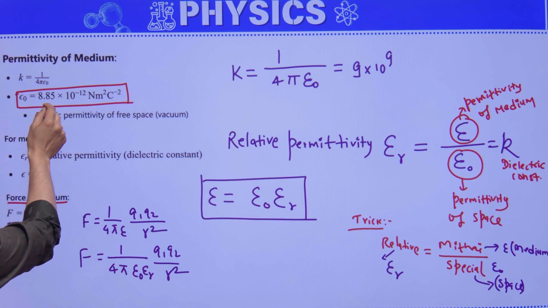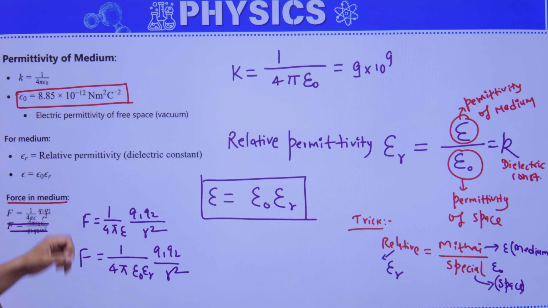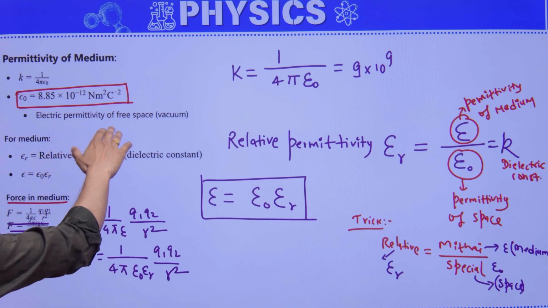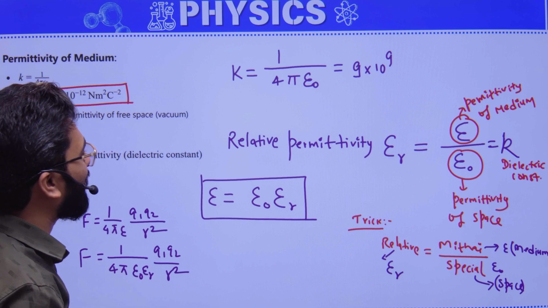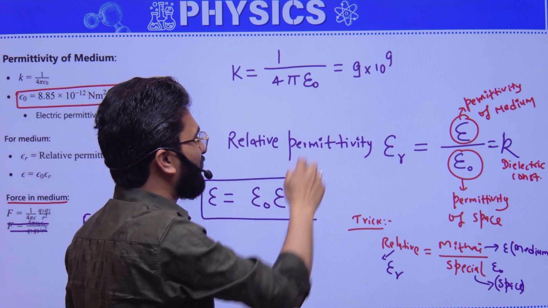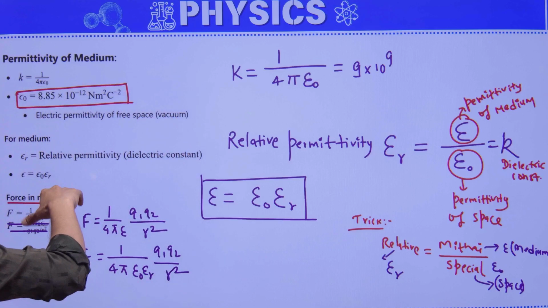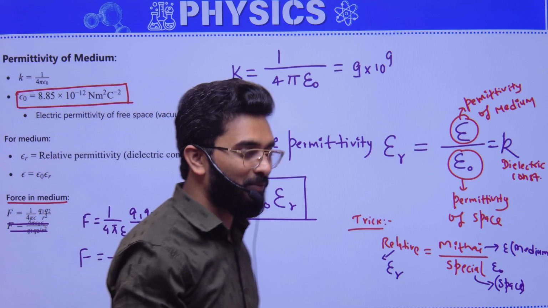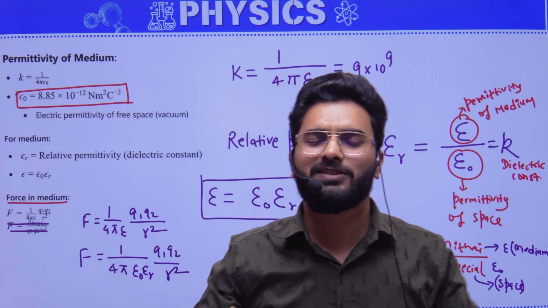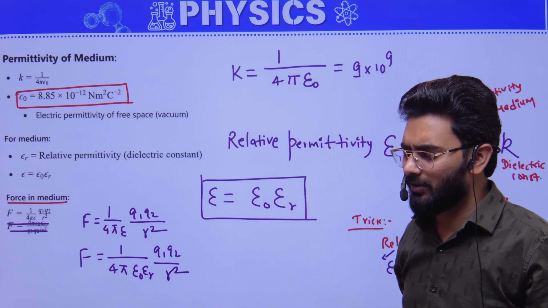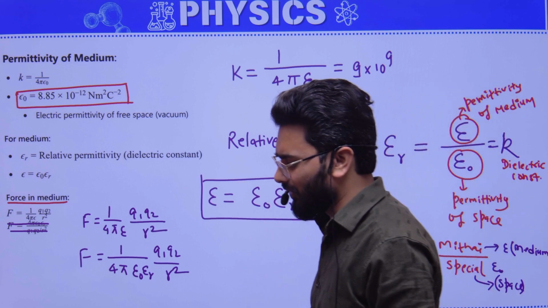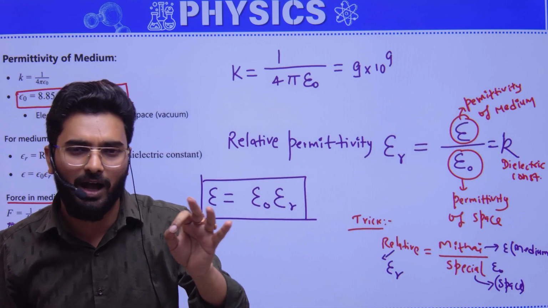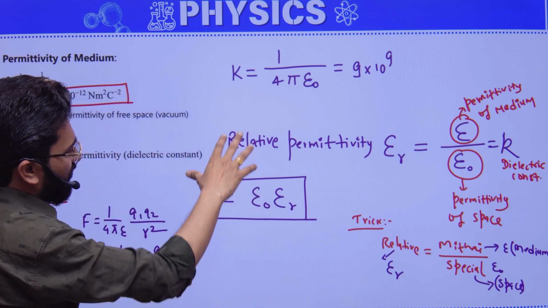This is the value of 8.85 × 10^-12 Newton meter square per coulomb square, and this is valid for free space, in vacuum. This value came from this. But when we talk about any other medium, suppose water, glass, or something else, we can say anything. It's not detailed in your syllabus, so I've only discussed a few questions according to this concept.